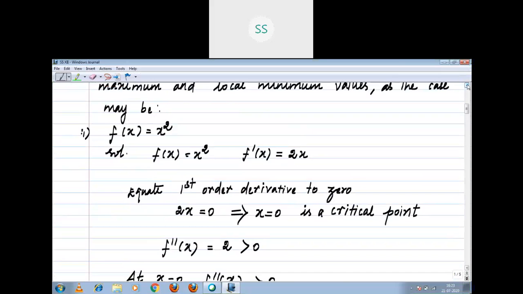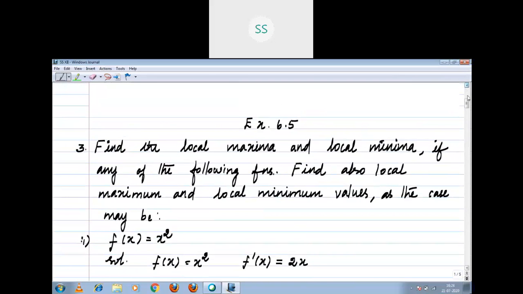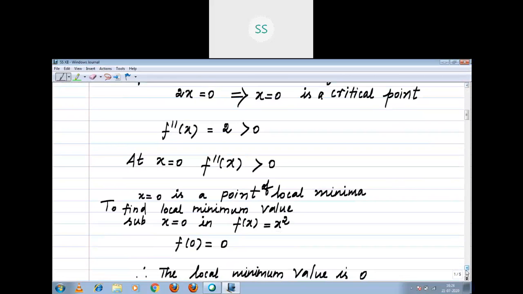If the second order derivative you arrived at is greater than 0, the point we call a local minimum, right? Then you want to find the local minimum value. If you want to find the local minimum value, that x value you have to substitute in the given function. Where do you substitute? In the given function. Keep that in your mind, children.